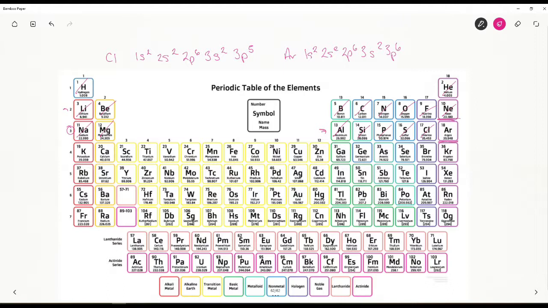And again, I will find neon's electron configuration right here. So I can rewrite my electron configuration for chlorine using neon. And there it is. Let's clear the periodic table again. I want to show you one more concept.